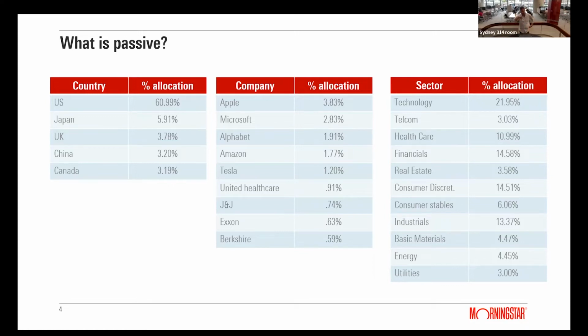When you look in the middle section with companies, you can see the different companies that make up that index. Some of the names you hear all the time, big US tech firms. We're seeing a lot of big US tech firms in there. So you can see what makes up that index. And then you can see, of course, the sector allocation, including, as was pointed out, the consumer staples. So that's what passive investing is.